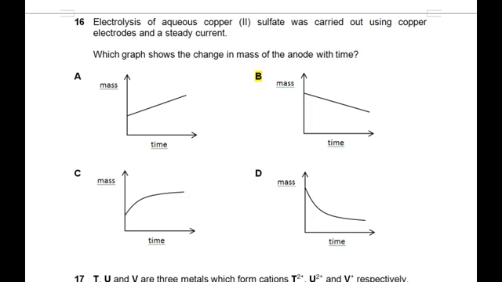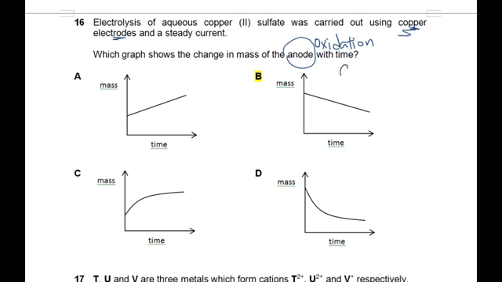Okay, electrolysis of aqueous copper 2 sulfate using a copper electrode. You should know that copper electrodes are reactive, so the Cu2+ and Cu on both sides of the electrode are going to react. In the case of the anode, what is the reaction that's taking place there? I hope you say it's oxidation.